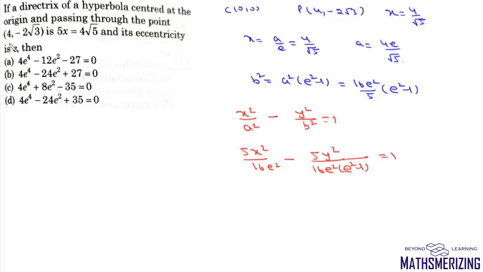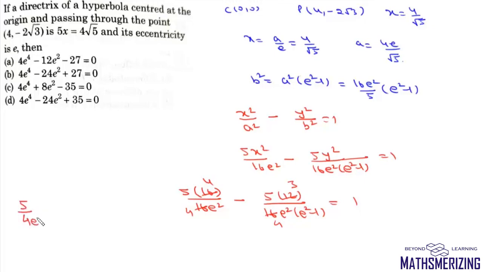Now it says that this hyperbola passes through this point, which is (4, -2 root 3). So we'll put x as 4. So we'll get 5 into 16 upon 16e square, and then minus 5 into y square. So y square in this case is 4 into 3, 12, upon 16e square into e square minus 1, and this is equal to 1. So what we'll also do is we'll cancel 4 with 4, and we'll take 5 by 4e square common. Then we'll get 4 minus 3 upon e square minus 1, and this value is equal to 1.